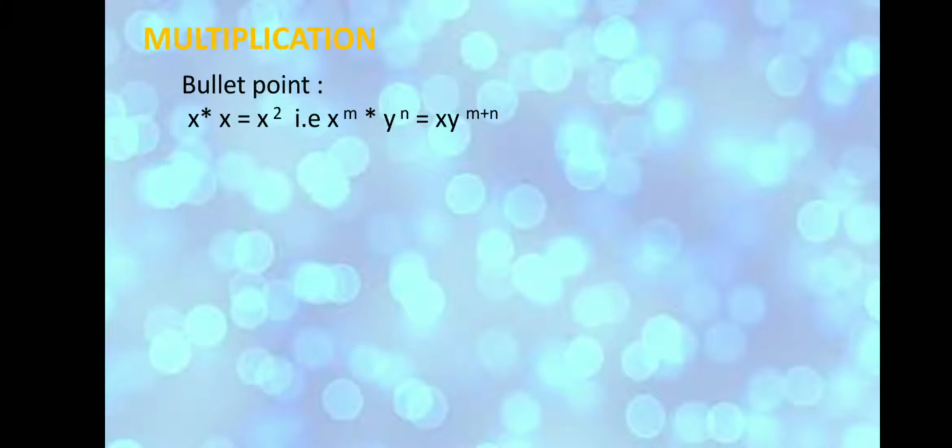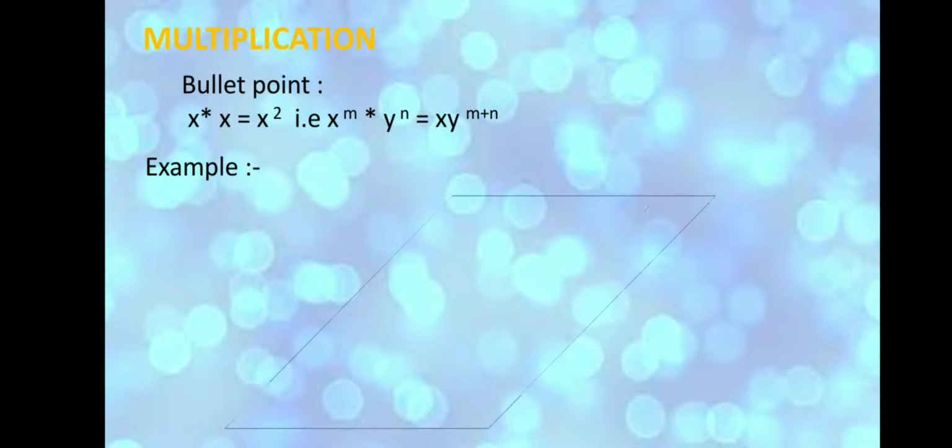Now let's have a bullet point that x into x is equal to x square. So if you have x into x, it is equal to x square. That is x power m into x power n is equal to x power m plus n. So you'll understand this by solving the multiplication sums. So let's go through the multiplication sums.